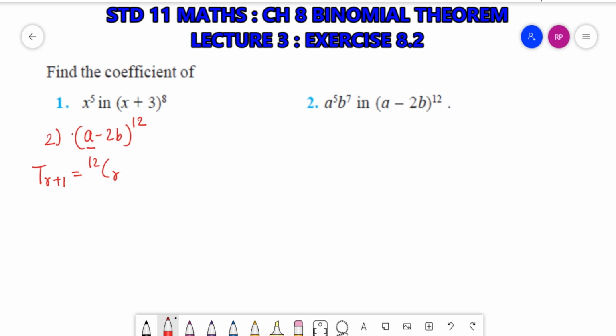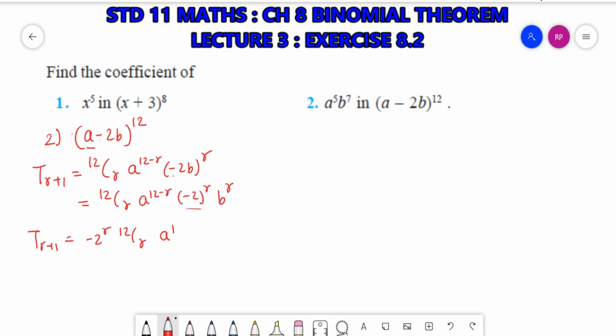C_r, a raised to 12 minus r. Instead of b here it's minus 2b, so I will put minus 2b. Remember, if there is a minus sign we have to take it here. So this will be equal to 12 C_r a raised to 12 minus r, (minus 2) raised to r and b raised to r. I will get (minus 2) raised to r into 12 C_r a raised to 12 minus r b raised to r.